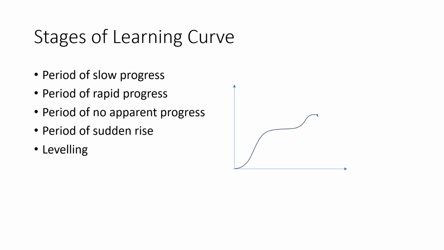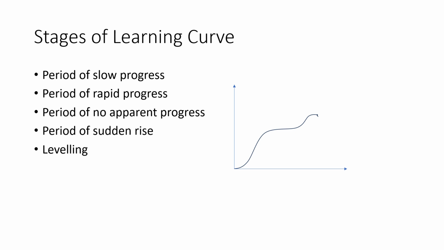Let's consider anyone's learning curve, maybe the brightest students or the weakest students. Then you may confront this kind of period where there is no apparent progress. This is called a plateau, the learning plateau. Then again, there would be a sudden rise. There would be a spurt in achievement. And this is called the period of sudden rise.